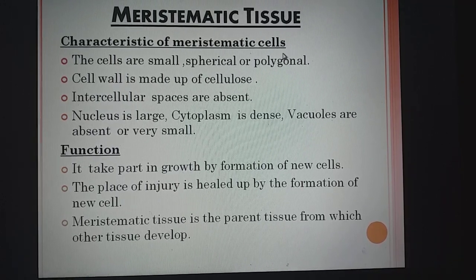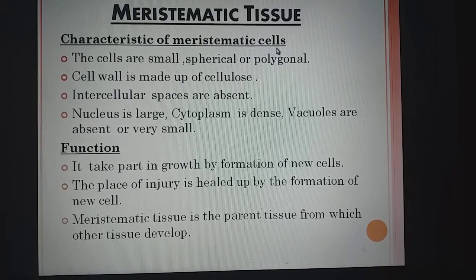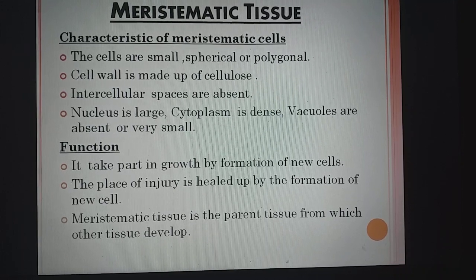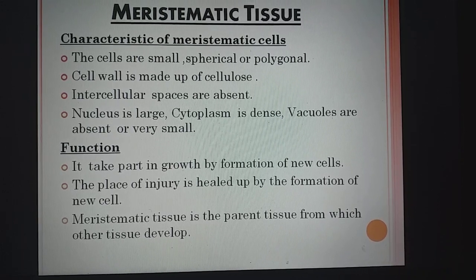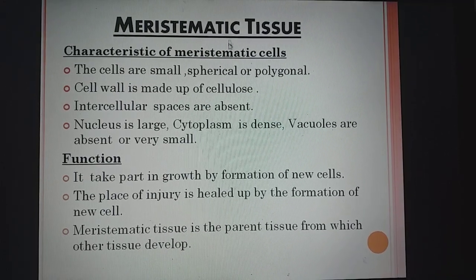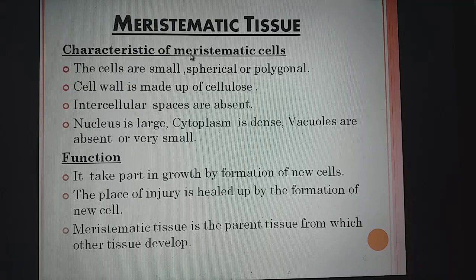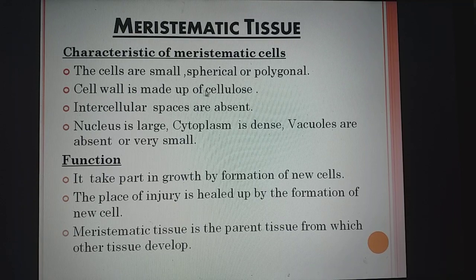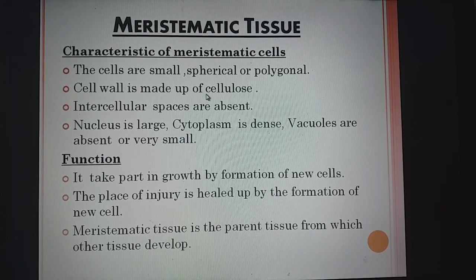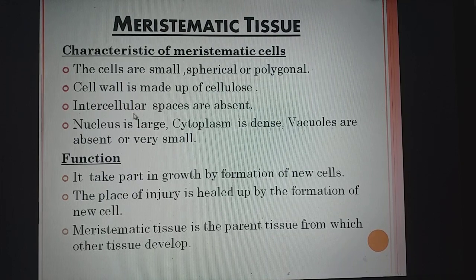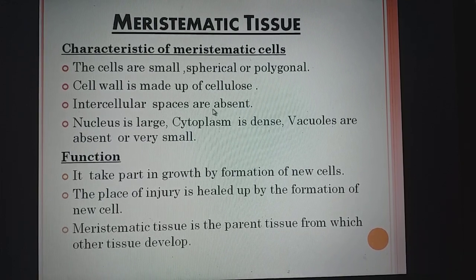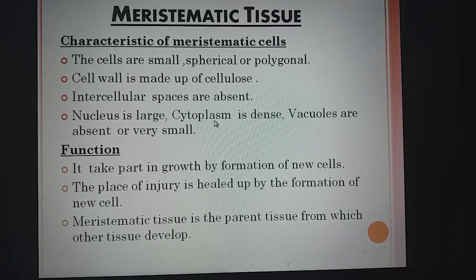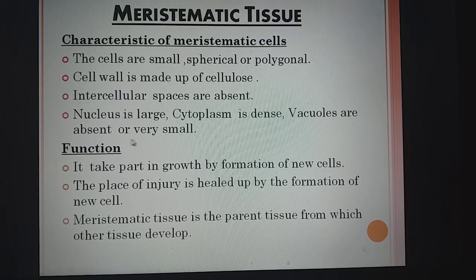Now, the characteristics of meristematic cells. All of you know that tissues are made up of similar cells. Those cells which are involved in the formation of meristematic tissues have a few characteristics. The first characteristic is that the cells are small, spherical or polygonal. The cell wall is made up of cellulose because it is a plant cell. Intercellular spaces are absent. The nucleus is large because it has the capacity to divide fast. Cytoplasm is dense. Vacuoles are absent or very small.